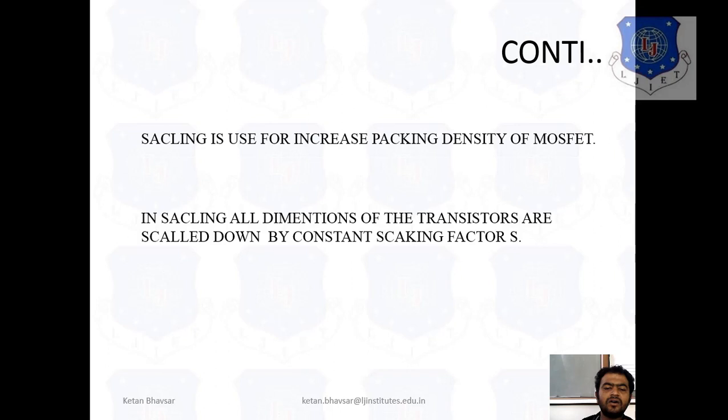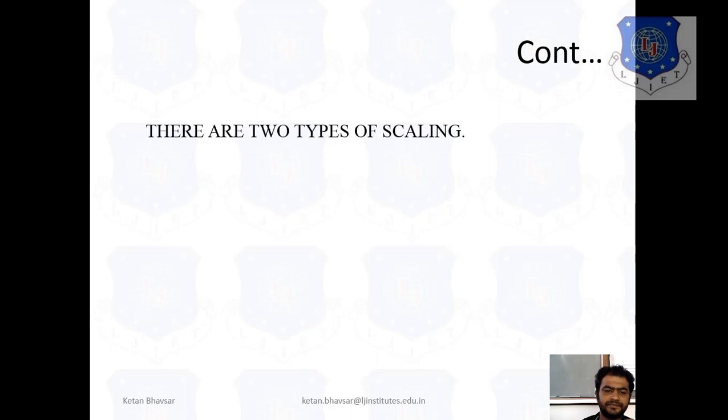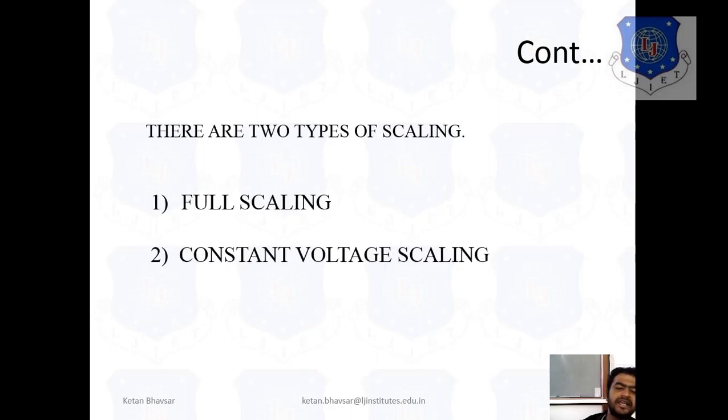In scaling, all the dimensions of the transistor are scaled down by a constant scaling factor S, and S is always greater than 1. There are two types of scaling: full scaling and constant voltage scaling. In full scaling we also discuss constant current scaling, and in voltage scaling we discuss constant voltage scaling. So there are two ways that you can reduce the size, or the dimensions, of a transistor.